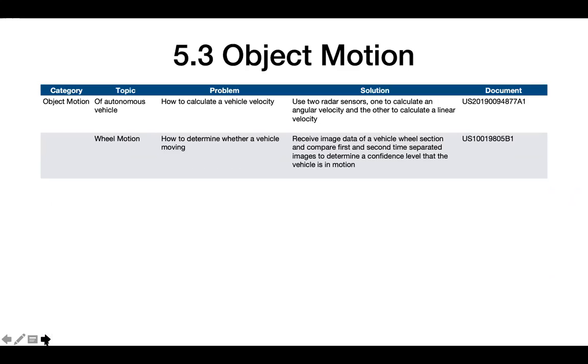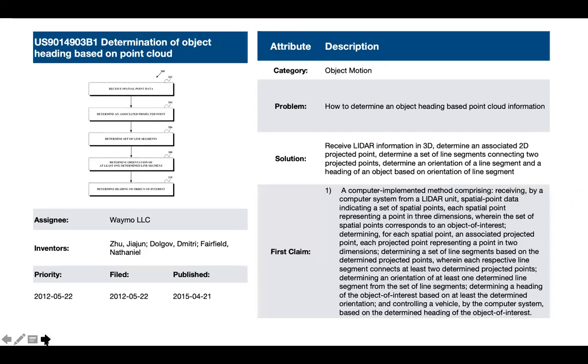There's two more here on object motion. Calculate the velocity of a vehicle. Use two radar sensors, one to calculate angular velocity, the other linear velocity. And wheel motion, how do I determine if a vehicle is moving? Receive image data of a vehicle wheel section, compare first and second time-separated images, determine a confidence level that the vehicle is in motion. And there is that section.